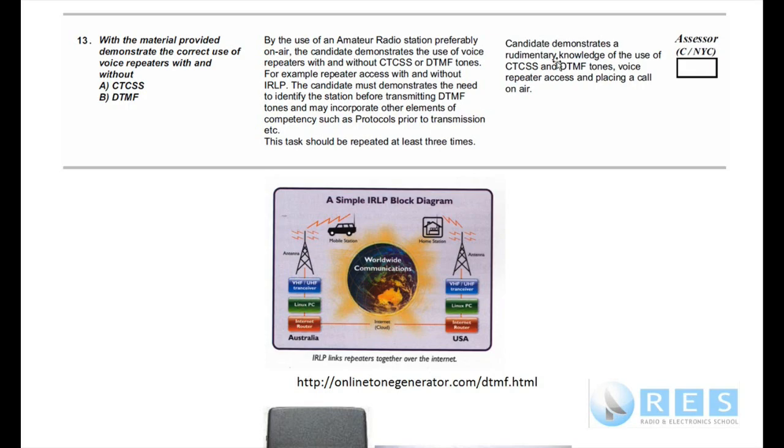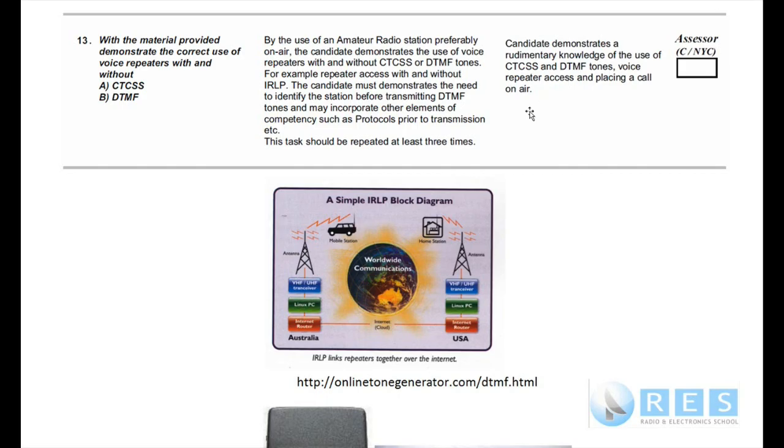Now, the third one, the candidate demonstrates a rudimentary, and this is the key here, rudimentary knowledge of the use of CTCSS and DTMF tones, voice repeater accessing and placing a call on air. You only require a rudimentary knowledge of these 2 types of tones that are used on amateur radio. Let's look first at DTMF. DTMF are the tones that a telephone uses. If you've ever dialed a mobile phone, it goes beep, beep, beep. That sort of thing, they're DTMF tones. They're audible. You can hear them. They're used on amateur radio to control repeaters.